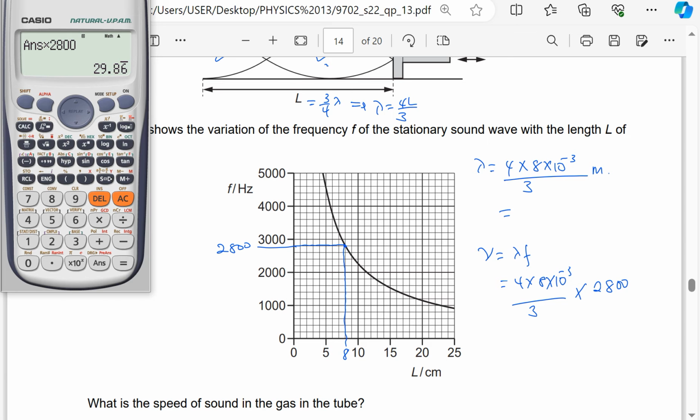Did I press this correctly? Here I said minus 3 instead of minus 2.